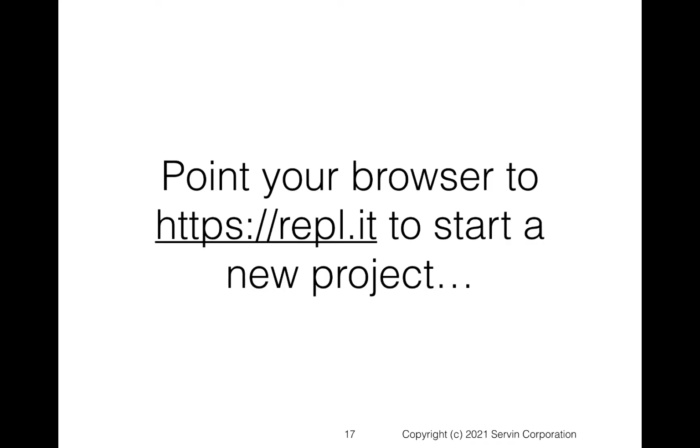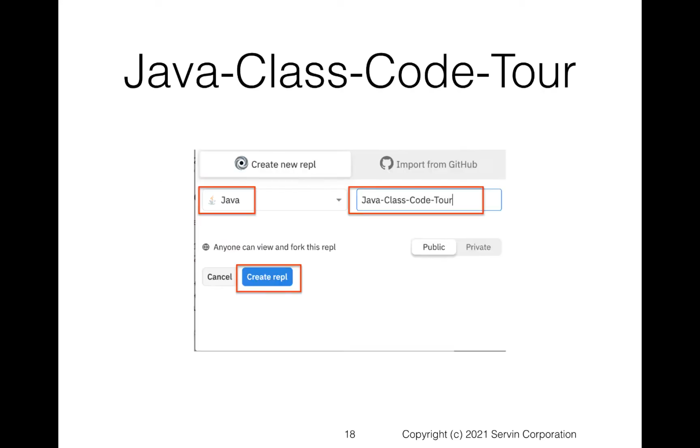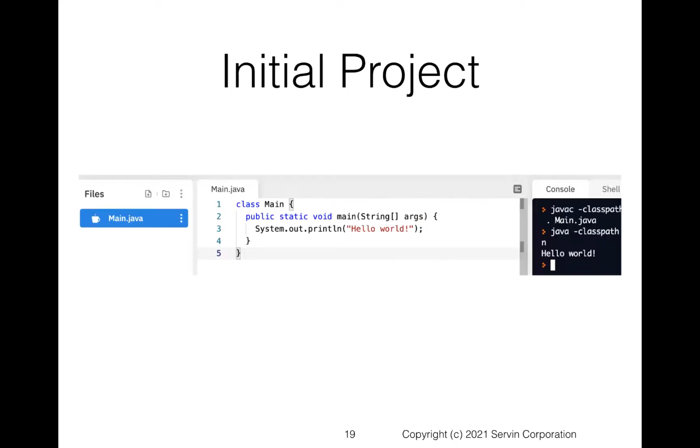So go ahead and point your browser to Replit and start a new project. We'll call this the Java Class Code Tour project, and go ahead and create that again as a Java project. Your initial project will have the code that's pre-generated here. And of course, you click on Run, and it'll say Hello World. So that's a quick and easy way to get started.